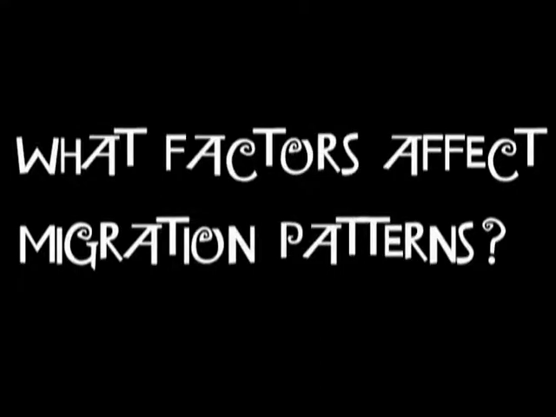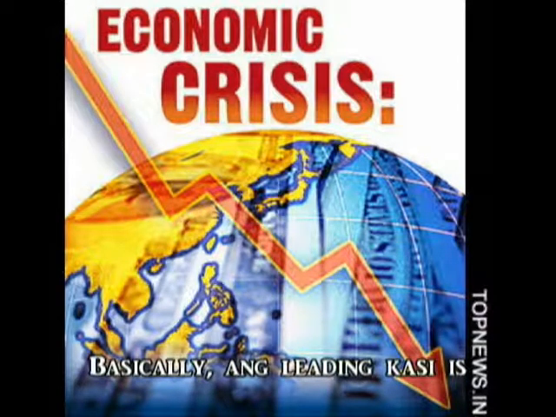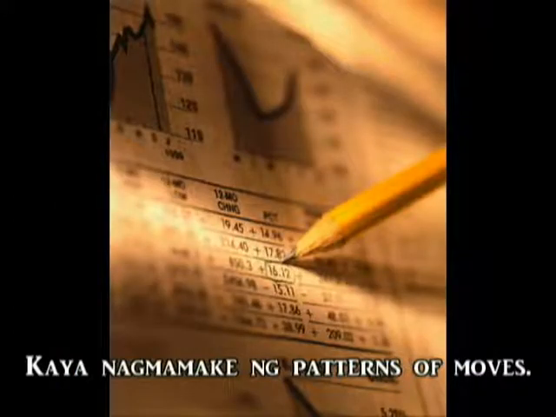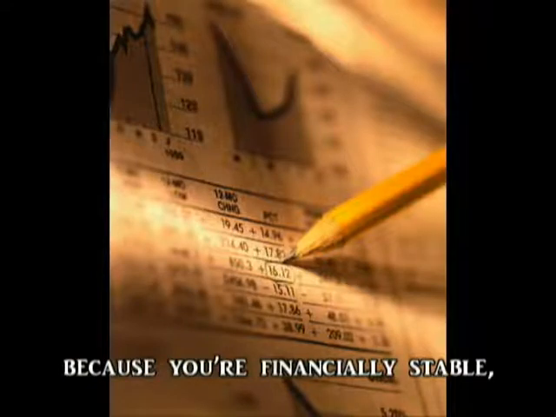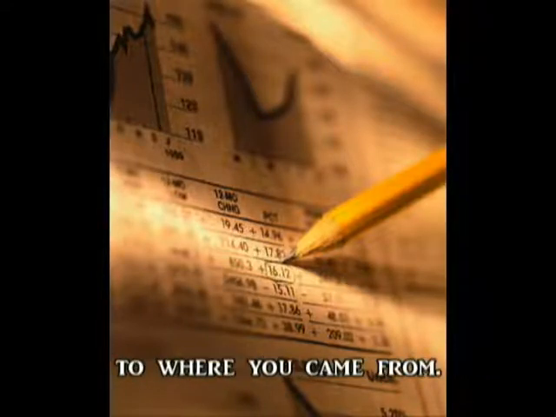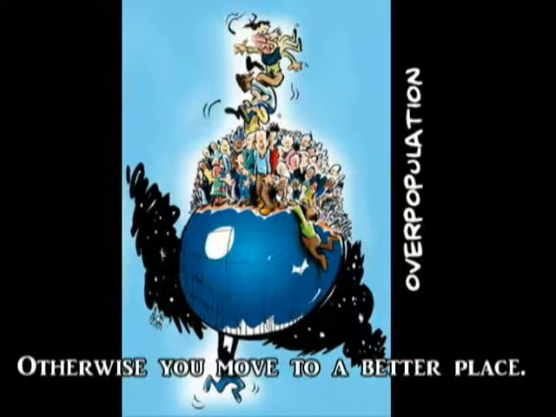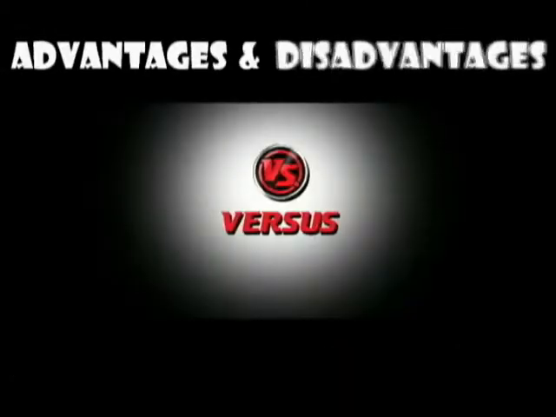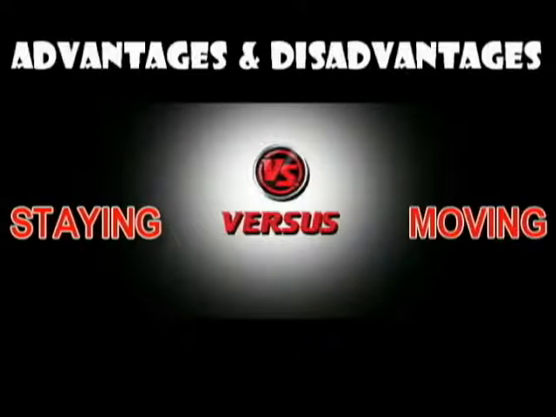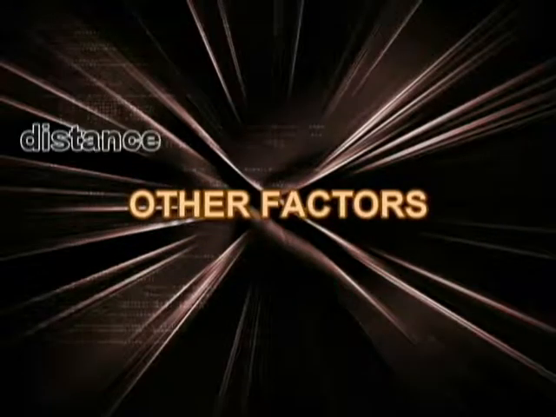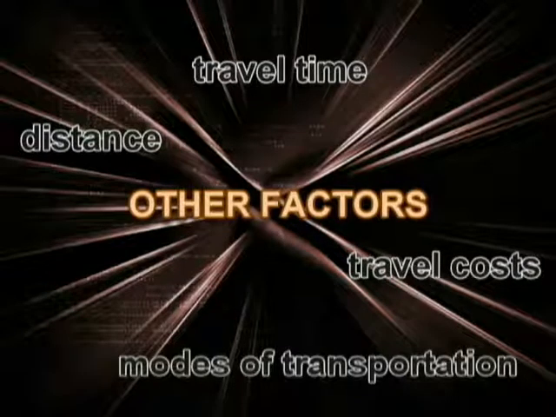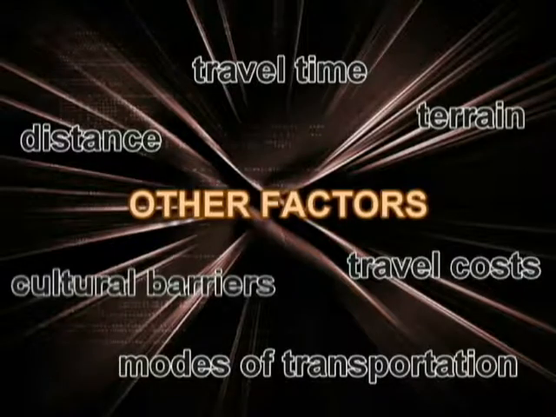What factors affect migration patterns? The same thing. Basically, the leading one is still economic reasons, which is why they make patterns of moves. But once you're settled, because you're financially stable, I don't think you'd like to go back to where you came from. Otherwise, you move to a better place. So that's another pattern of movement again. Aside from this, migrants also consider the advantages and disadvantages of staying versus moving, as well as factors such as distance, travel cost, travel time, modes of transportation, terrain, and cultural barriers.